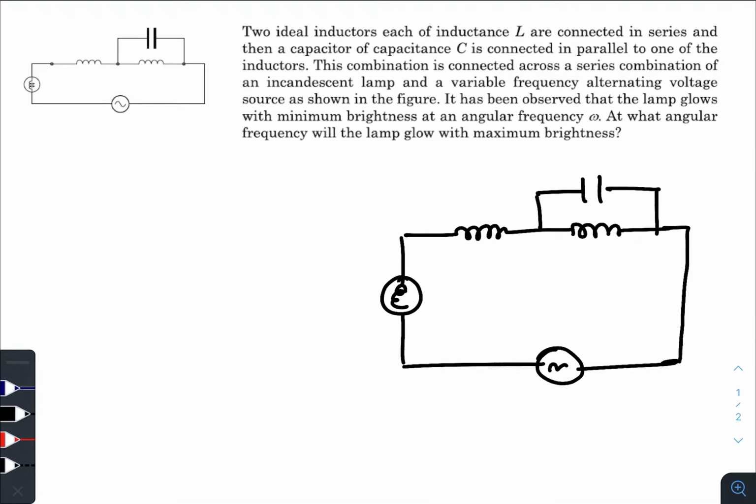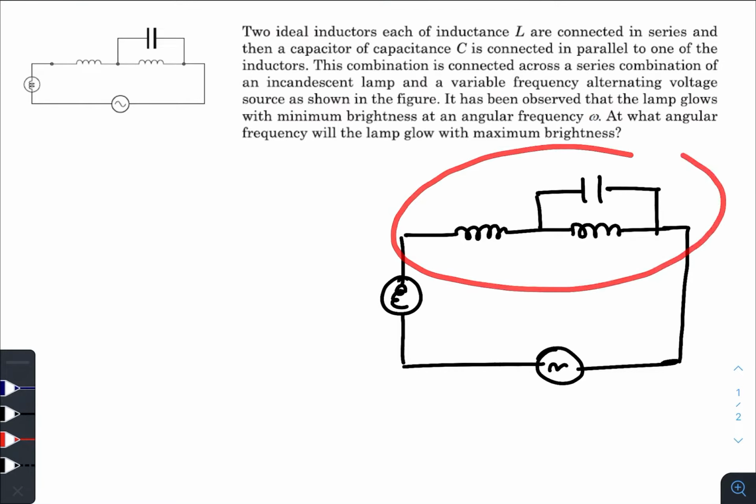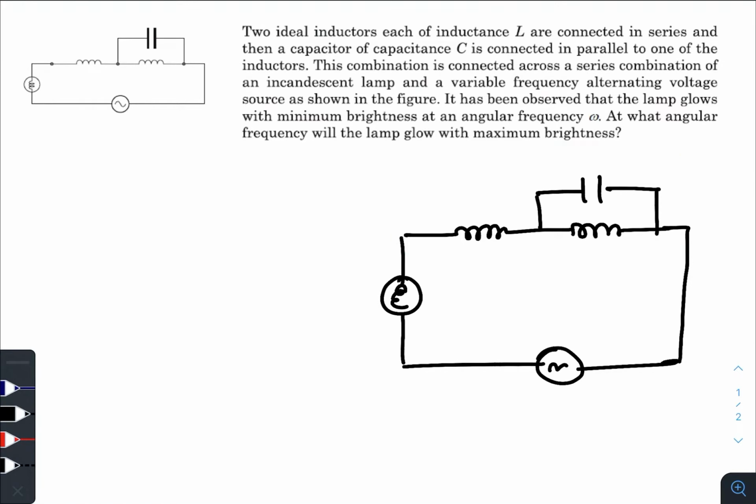So here, whether the brightness will be minimum or maximum totally depends on the impedance of the whole circuit. Ultimately we just need to check for what frequency the impedance of the circuit will be minimum or maximum. So here we will take the help of complex numbers. As I have said earlier, normal people use phasor diagrams, but legends use complex numbers.